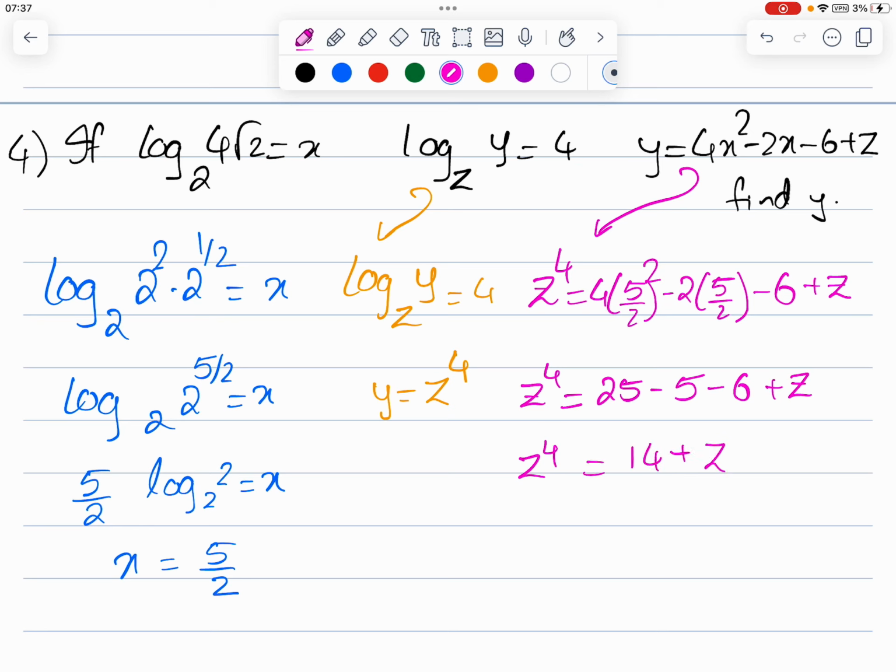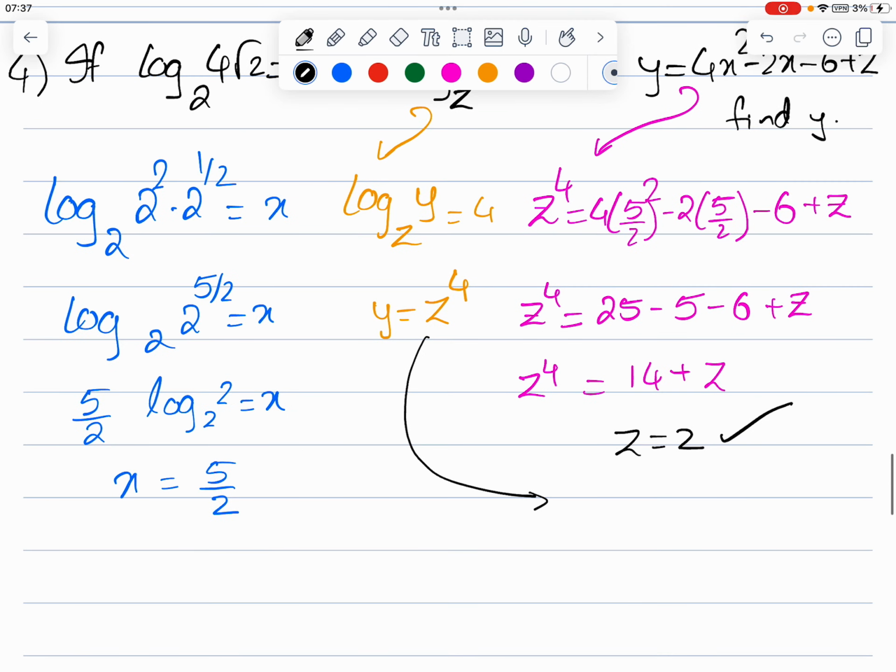So just plug it in and check: z equals 2 will satisfy. So therefore z equals 2 satisfies. But y equals z power 4. So y equals 2 power 4, which is going to be 16. That is the answer.